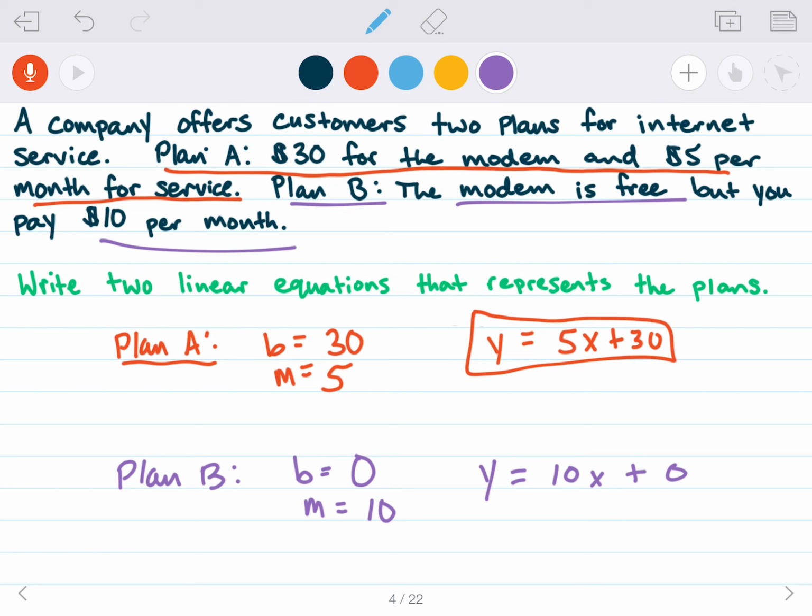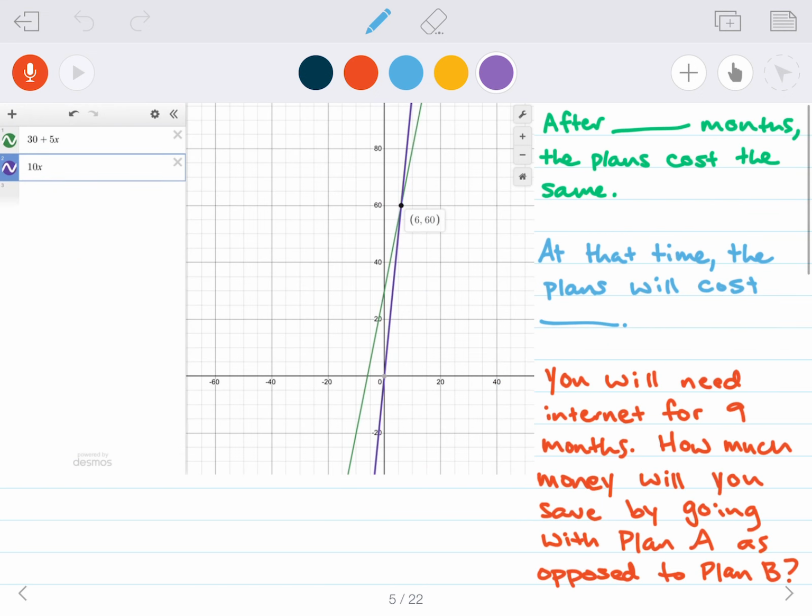Now, I don't like writing plus 0 because you're writing more than you need to. So I'm just going to write y equals 10x to represent plan B. All right, so I have plan A and plan B plotted here. So this is plan A, and maybe I'll just put the y equals. So this is plan A.